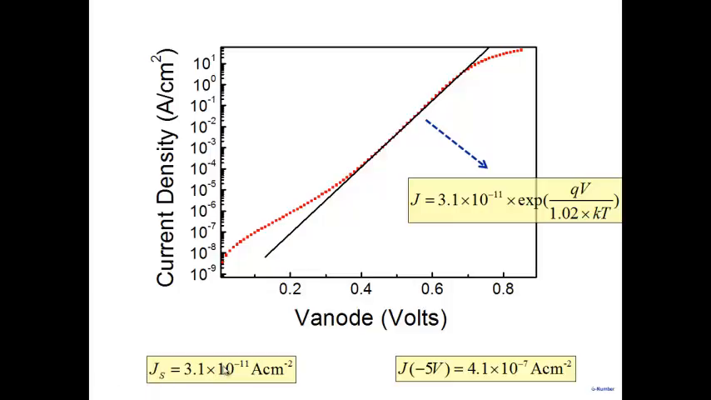So what do I expect? According to my previous statement, if I reverse bias my diode, I should get this much current. But when I actually do the simulation and calculate the reverse bias current at minus 5 volt, what do I get? 4.1 times 10 power minus 7. Very different from this particular value. So my actual reverse current is not JS. It's actually much different from this value here. This is 3.1 times 10 power minus 11, and this is 4.1 times 10 power minus 7.